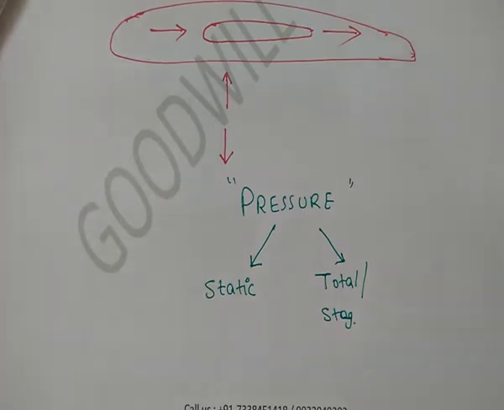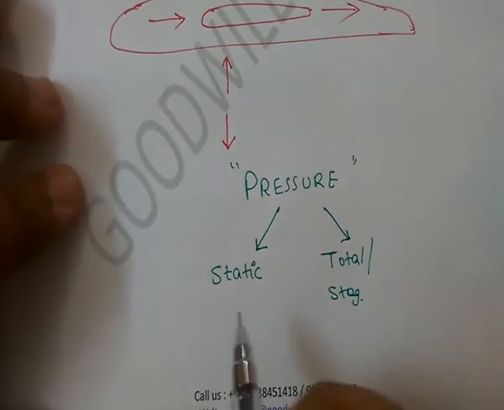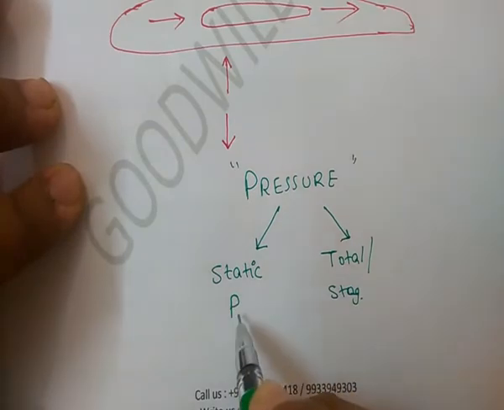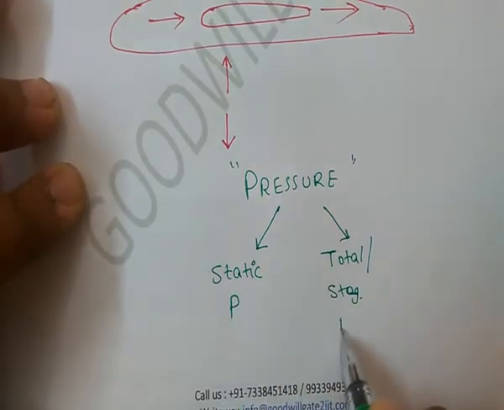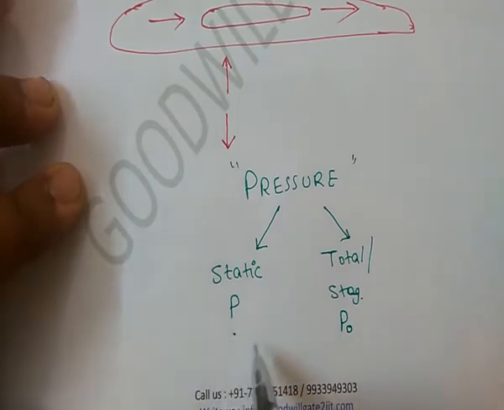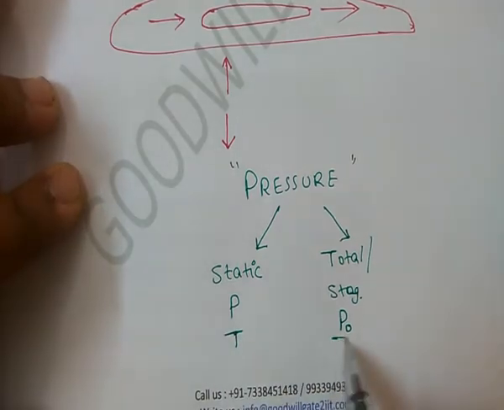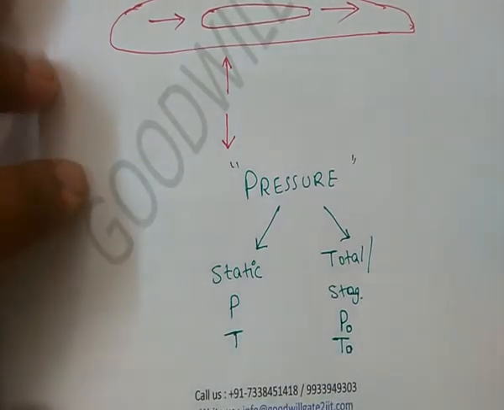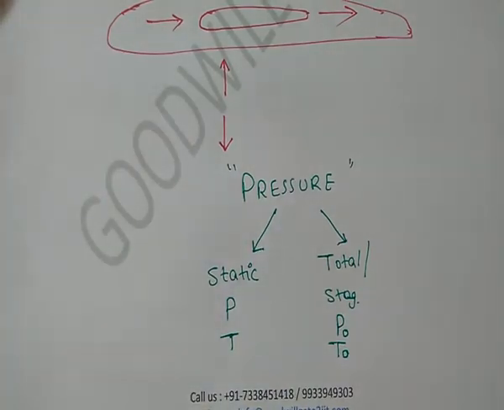Actually, which pressure you are increasing, which we want to increase, what is the phenomenon, how they are increasing, that we need to discuss. Alright, so if I say static properties, this is P, let's say at some station, and this is P naught. Similarly, we have temperatures also, T and T naught. So we need to understand the difference between static and stagnation properties. If you understand this, the working is clear for axial flow compressors.